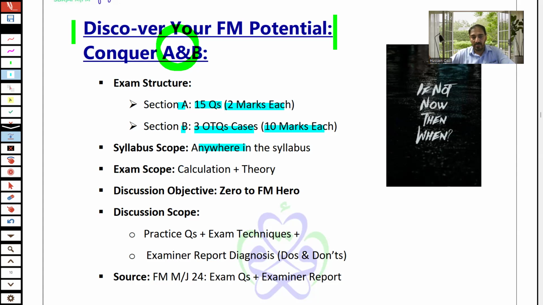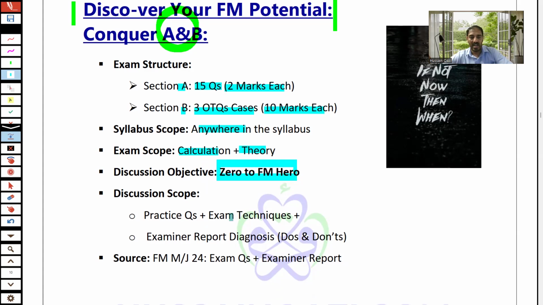Further, the exam scope is calculation plus theory, 50-50: 50% calculation, 50% theory. Here the discussion is all about Zero to FM Hero. Our scope of discussion is based on practice questions plus exam techniques. I will give you guidance on the technique of handling A and B section type questions, and an examiner report diagnosis where we will identify do's and don'ts.